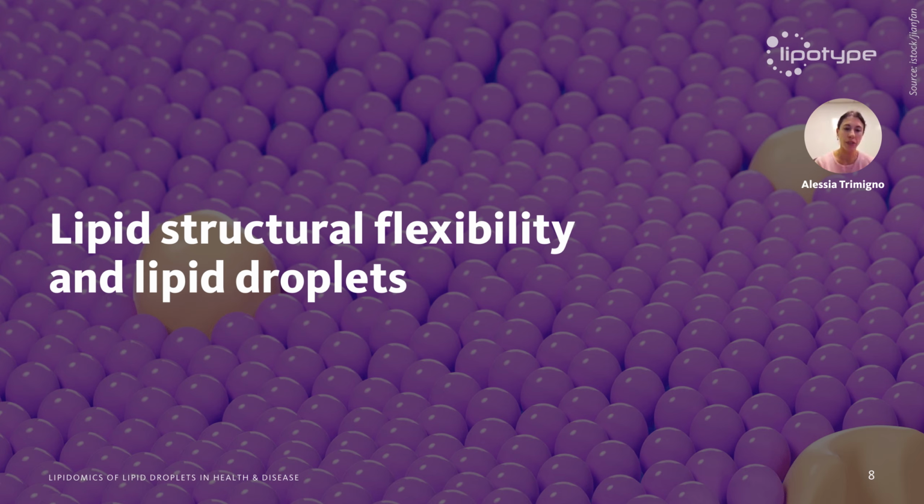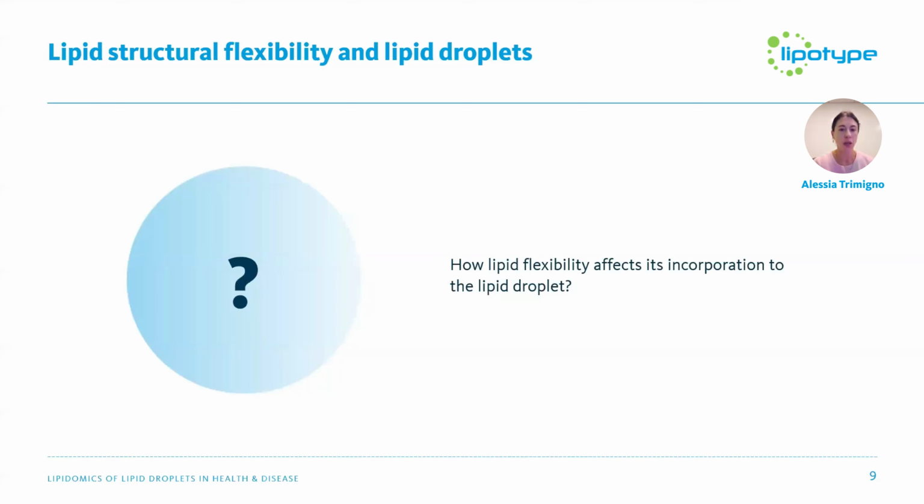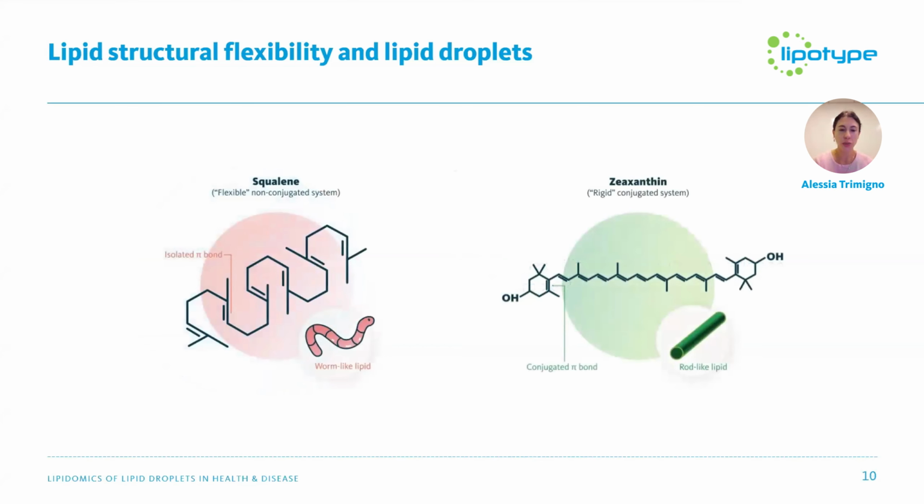Now we'll see how lipid structural flexibility affects their incorporation into lipid droplets. This study was done by the Korea Research Institute of Chemical Technology. The research question, as I said, is how lipid flexibility affects its incorporation into the lipid droplet. The researchers in this case were particularly interested in medicinal lipids and non-saponifiable lipids, so we see squalene and zeaxanthin. You can see from the figure here the difference between these two. Squalene has isolated pi bonds, which makes its shape more like a worm, so more flexible, while zeaxanthin is more rigid as it has conjugated pi bonds, so it looks more like a rod.